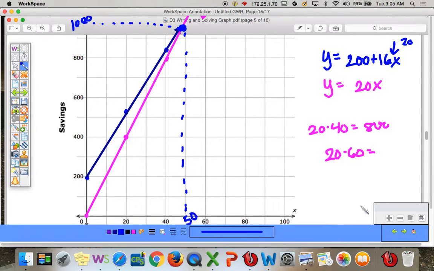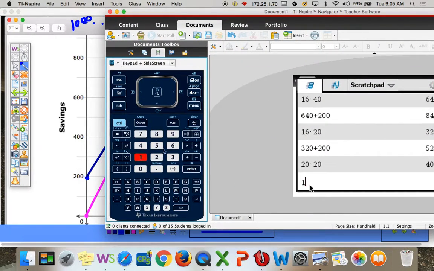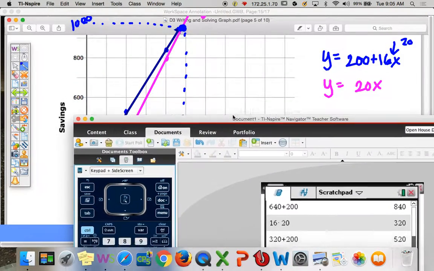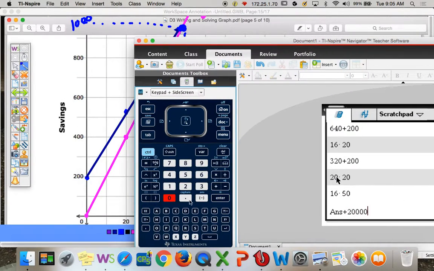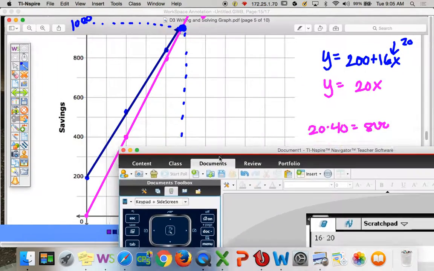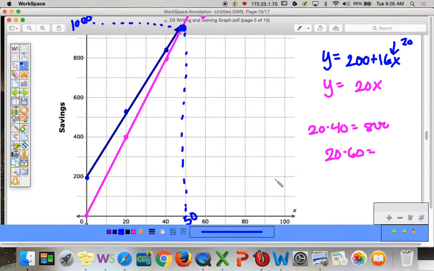Let's try it. See how close I got. 16 times 50, plus 200. Yeah, it looks like. Yep, that's right. So we get 1,000. Yep, so this one is at 50 weeks. They have $1,000.